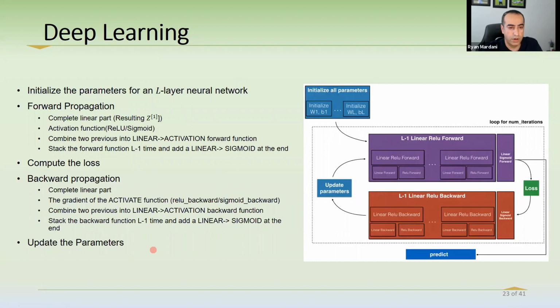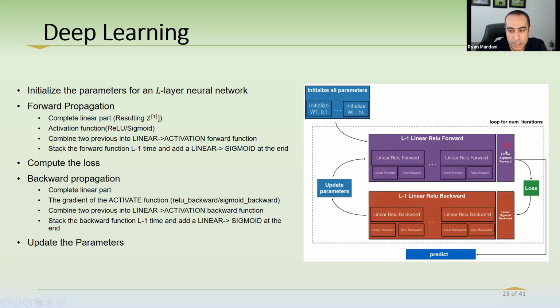For this part also, I will use the same Andrew's procedure for deep learning. I'll initiate the parameters for the L layer network. Then we will need to do these 4 steps one by one, each as a helper function. Then we will stack them together like here that we see.